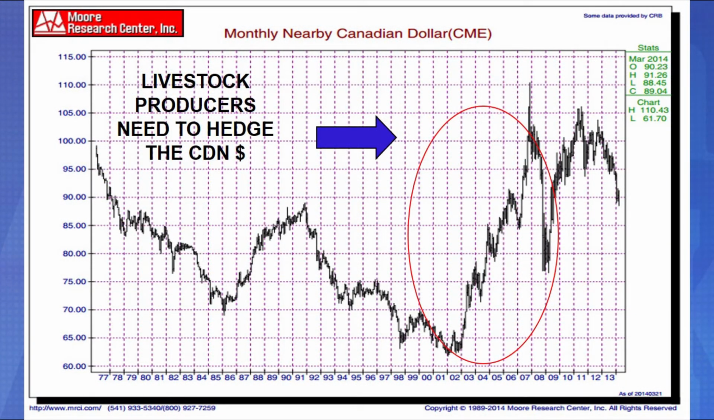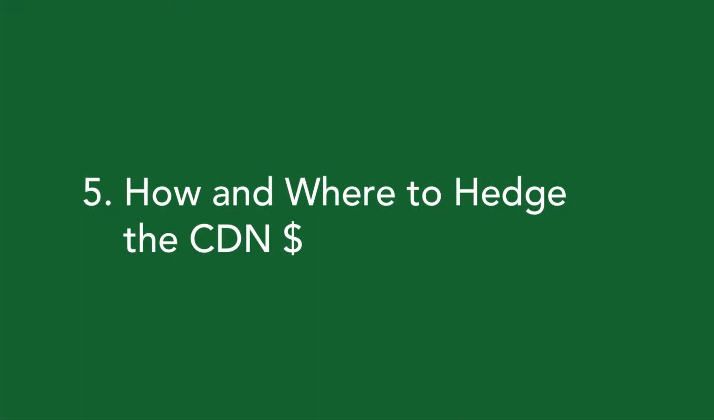Of course, a falling Canadian dollar can have the opposite effect and create a positive basis or a better basis for a grain producer across Canada and increase a livestock producer's bottom line. A rise of $10 in crude oil can also add as much as 3 cents to the Canadian dollar. Therefore, hedging the Canadian dollar at the right time can add value and more dollars into a producer's bottom line. Our fifth topic today is about how and where to hedge the Canadian dollar.